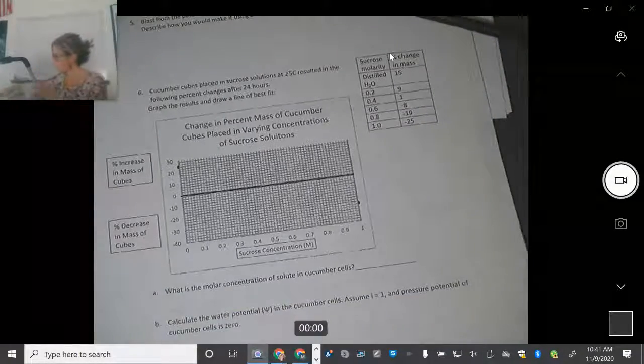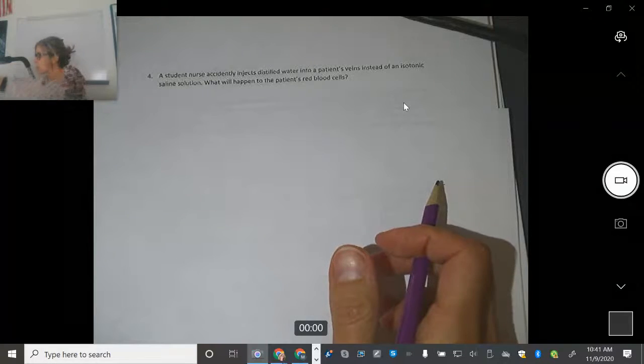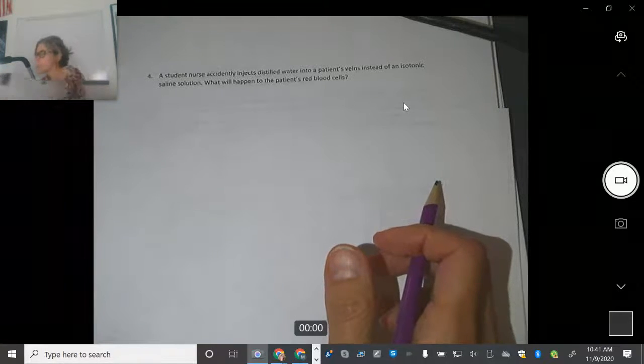All right, let's do number 4. I think we can fit another one in here. Okay, number 4. A student nurse accidentally injects distilled water into a patient's veins. Oops, that's not good. Instead of isotonic saline solution, what will happen to the patient's red blood cells?